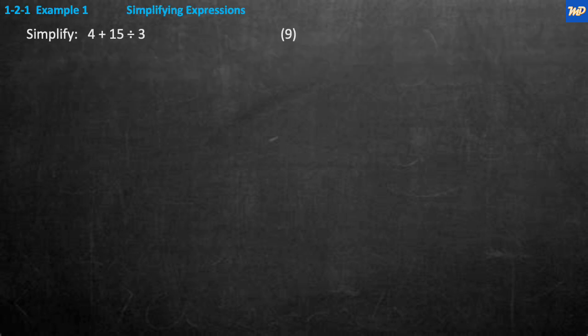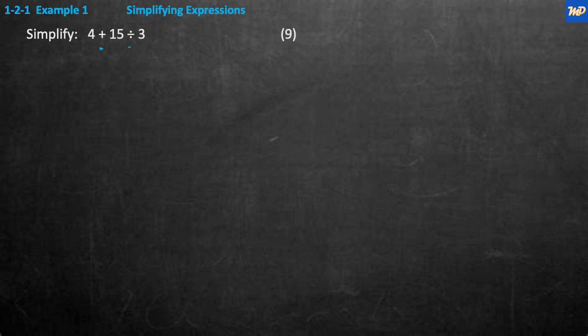Okay, example 1, simplifying expressions. So they want us to simplify this first expression. So let's do it. And remember, we have to think of our PEMDAS. Let's not forget PEMDAS. PEMDAS tells us that we have to do parentheses, exponents, multiplication and division before addition and subtraction. So let's look at our expression. Is there any multiplication or division in it? Yes, there is. There's also addition. We have addition here, and we have division right here.